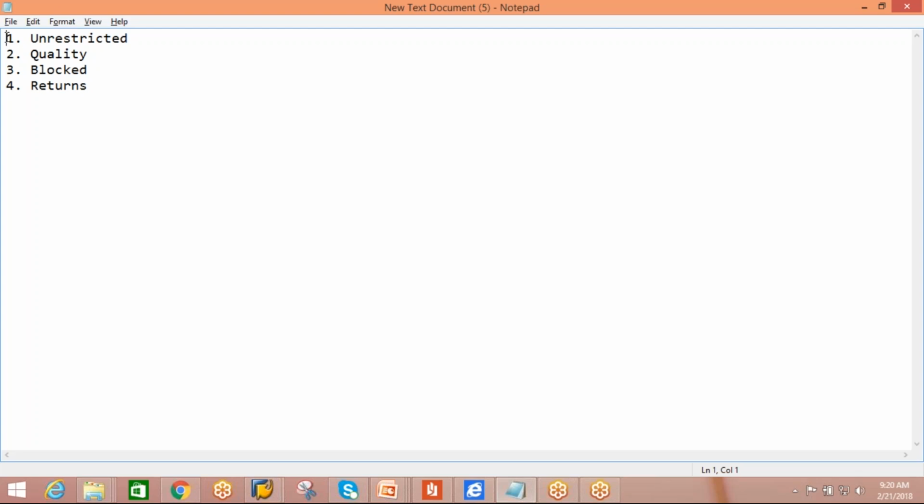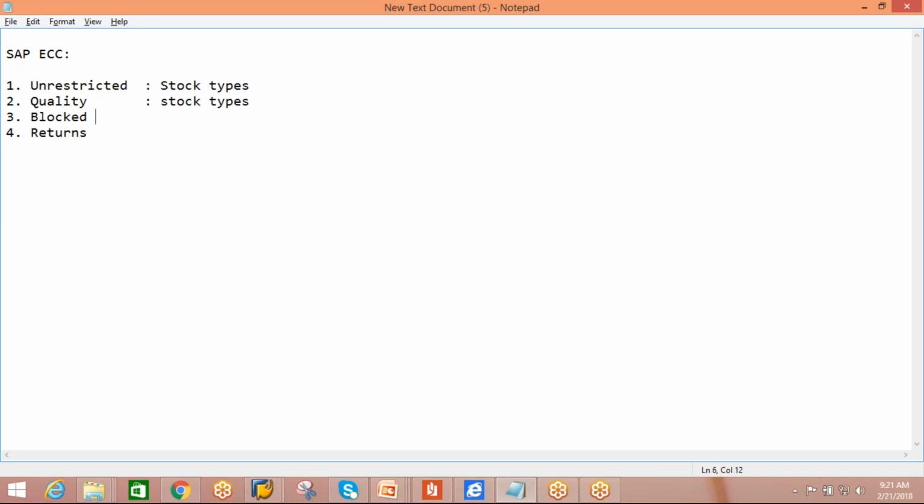Assume that here I am using SAP ECC. These are its stock types. I am calling these stock types or stock categories, whatever it may be. In our daily work with ECC, MM or SD or whatever it may be, we never think about that. It falls under only four stock types or stock categories.